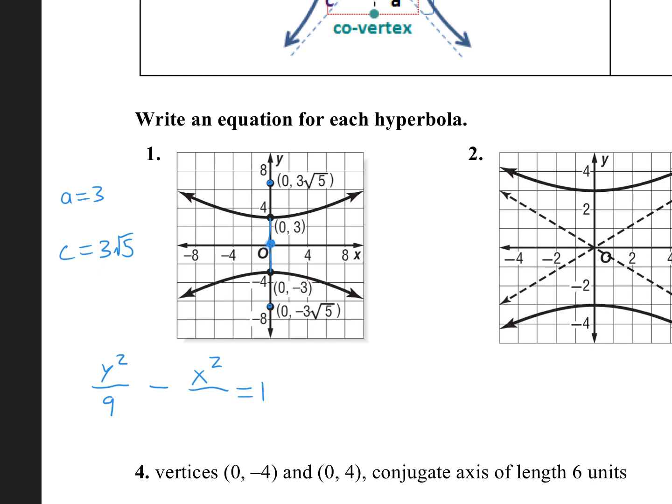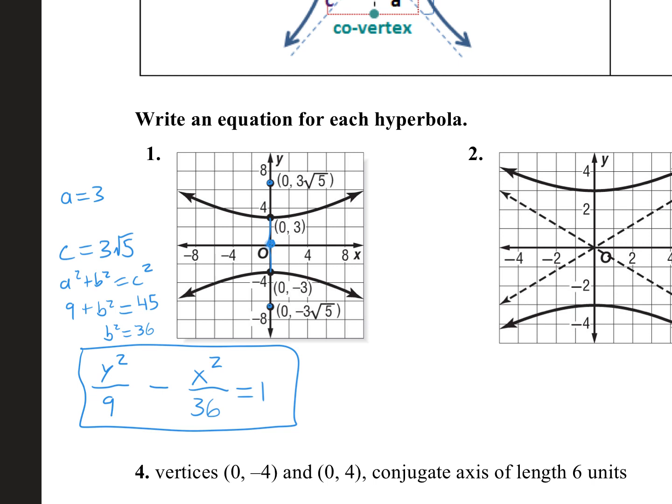And so now we just have to use this equation to figure out what b squared is. So a squared would be 9. 3 rad 5 times 3 rad 5 would be 9 times 5. Right, so b squared is 36. So 36 goes there. So unlike with an ellipse, where A had to be bigger than B, with a hyperbola, A could equal B, A could be bigger, or B could be bigger.